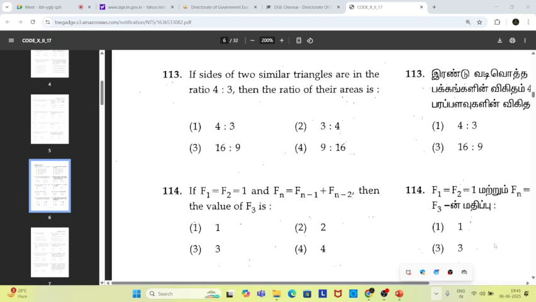See, there are two similar triangles, which means the sides are in some ratio. So one triangle, the sides are 4:3. Suppose it's like this. I'll tell you. One triangle, the sides are 8, 12, 16. The other triangle will be 8 divided by 4 is 2, 2 into 3, 6. Like for example, I'll show you.